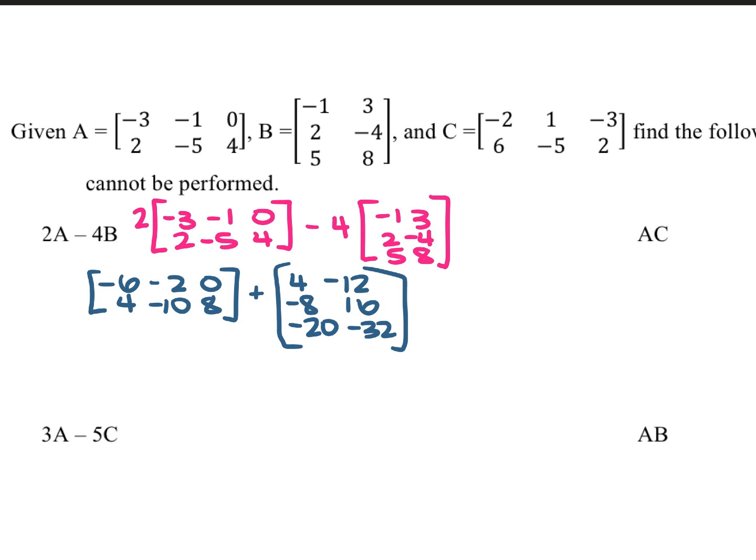Look at what you have here. You have a matrix that's a 2 by 3 and a matrix that's a 3 by 2. When you add or subtract matrices, they have to be the same exact dimensions. These are not the same, so you cannot add.